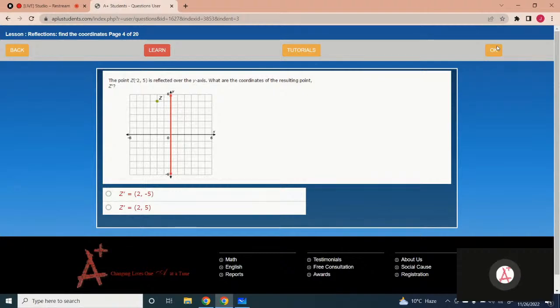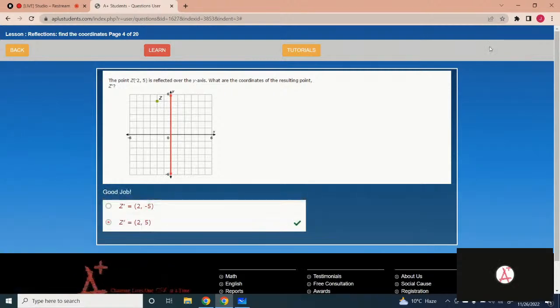Okay, the next one is point Z, negative 2 and 5, reflected over the y-axis. What are the coordinates of the resulting point? So it is reflected over the y-axis. So the y coordinate remains the same and the sign of the x coordinate is changed. Got it? So the new coordinates are 2 and 5. The second option is the correct one. Just select the correct option and click on the OK button.